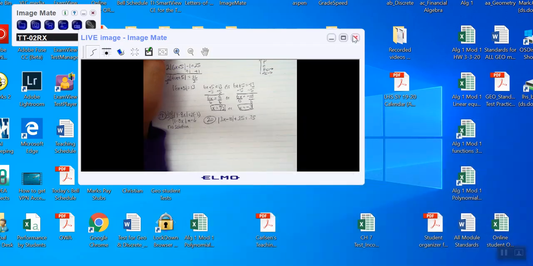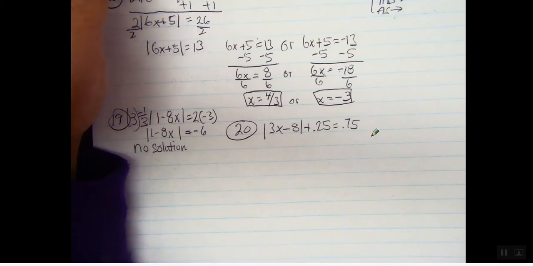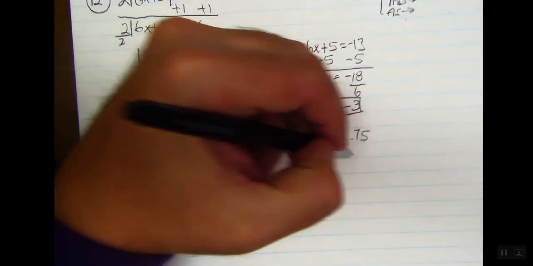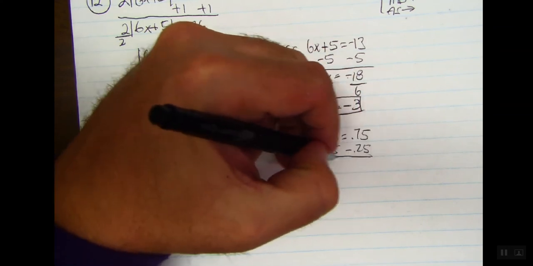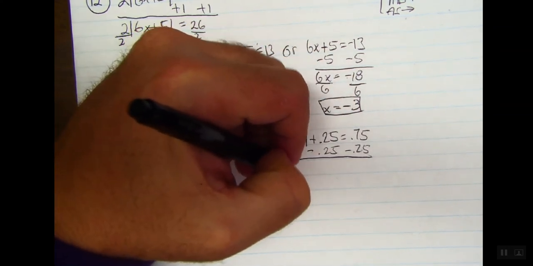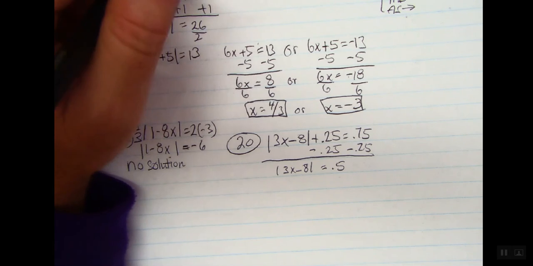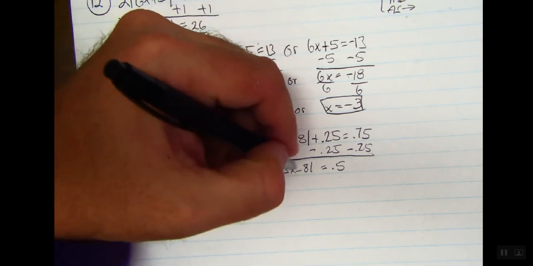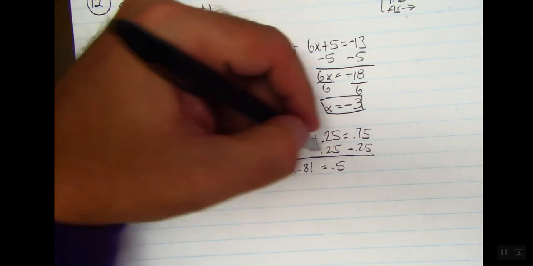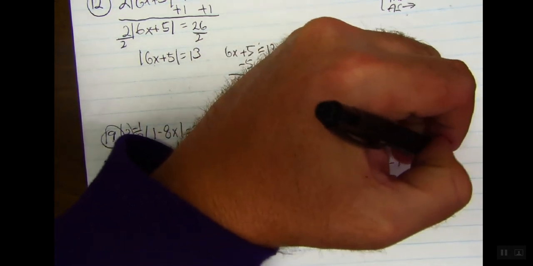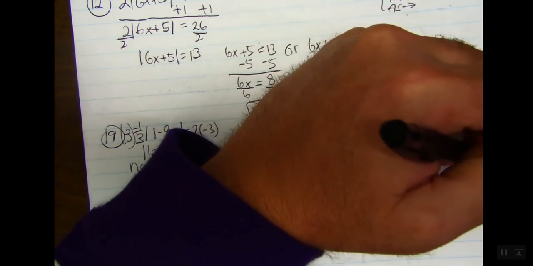Okay, so I bring it down. Here it is right here. Remember, the first thing is get the absolute value by itself, so subtract the 0.25 across. I have an absolute value of 3x minus 8 equals 0.5, or 1/2. Doesn't matter if you want to use 0.5 or you want to change it to a half. It's your choice. Remember the first equation, all I do is take the absolute value off, so 3x minus 8 equals 1/2, or it's 3x minus 8 equals negative 1/2, just the opposite of it.